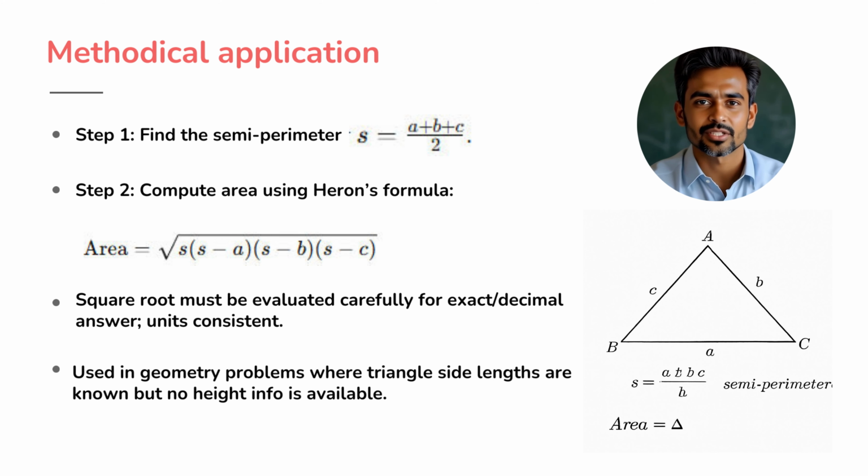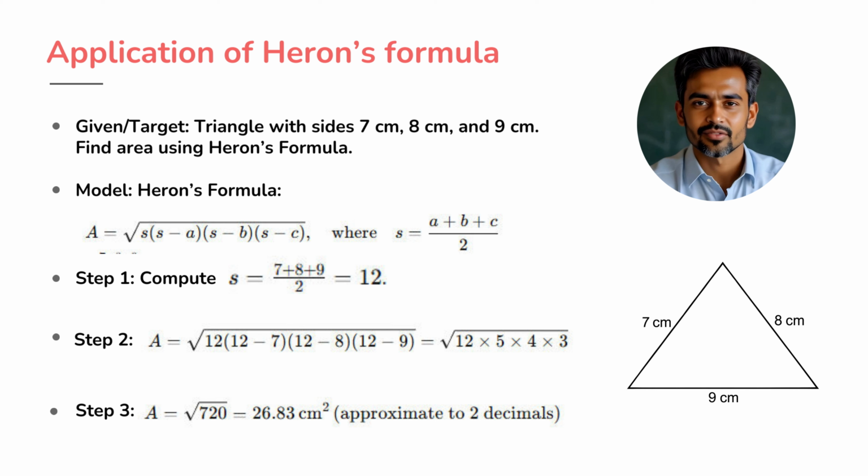Picture a triangle with sides A, B, and C labeled, showing the semi-perimeter value and the area formula clearly annotated. This visual makes it easier to remember. By following these simple steps, you can calculate the area of any triangle confidently. Shabash. Arey vah. Let's try a solved example to see Heron's formula in action.